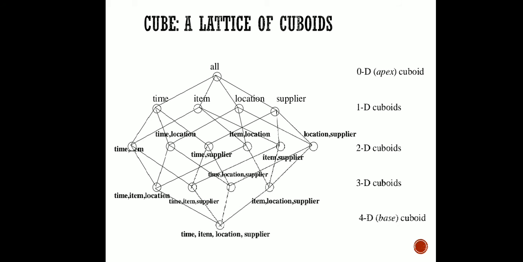Before understanding all this, we will see an example. Let us start from the top portion. The first one is zero dimensional, that is the apex cuboid, the combination of all. If we divide, you can see it consists of individual dimension tables. One table can be item, another can be time, location, or supplier. So it is just one dimension, working with one table.